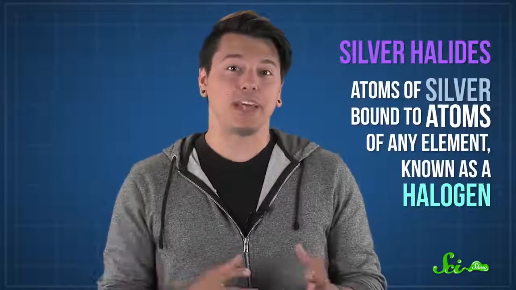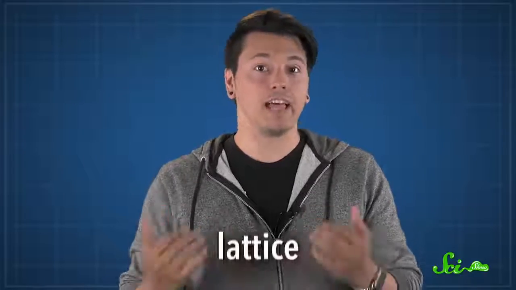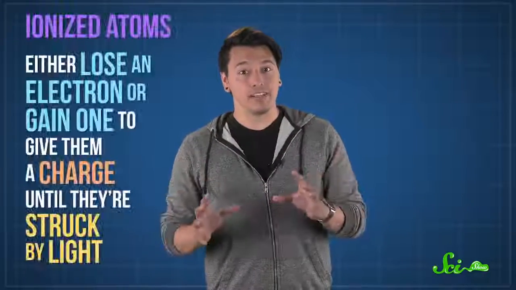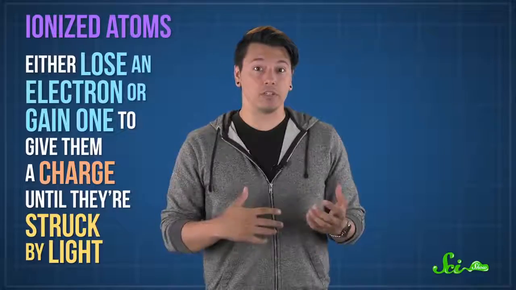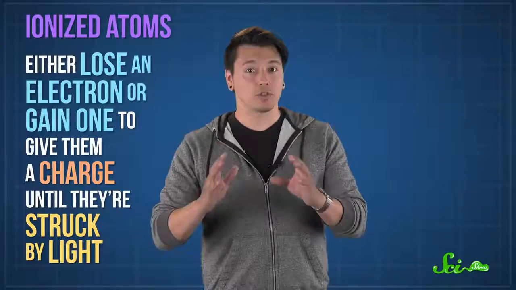Silver halides are just some atoms of silver bound to atoms of any element known as a halogen, which includes things like bromine, chlorine, and iodine. Another name for a halide is a salt. Like ordinary table salt is a halide made of sodium and chlorine. Halogens can react with metals to form halide crystals, in which the atoms become arranged in a very orderly grid called a lattice. And all those atoms are ionized. They either lose an electron or gain one to give them a charge, until they're struck by light.